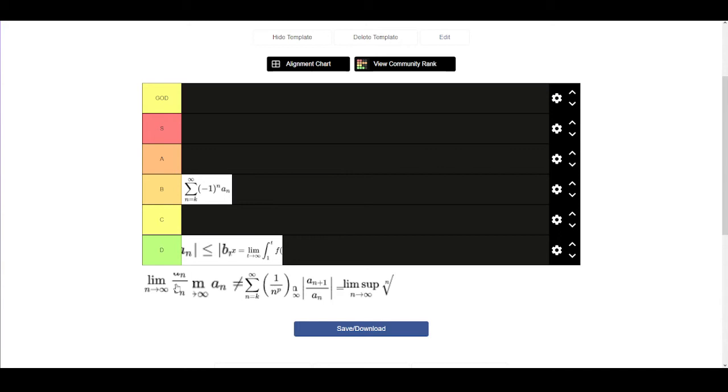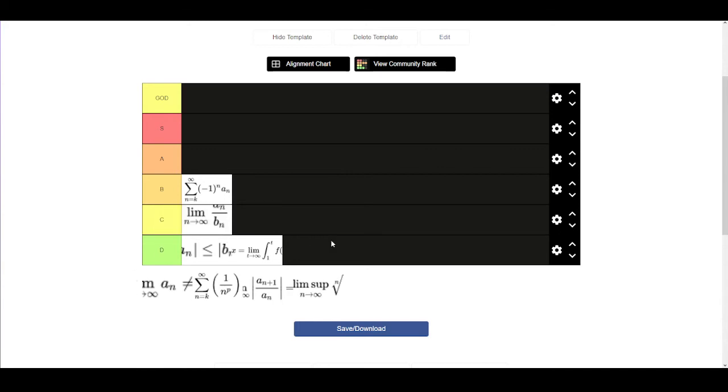God, now I have the limit comparison test. This one, I'm going to put it in C tier. It's like a direct comparison test, but it's not stupid. Yeah, that's pretty much all there is to say about it. When you compare the limits, luckily you just have to divide them, which can get annoying. But for some simpler series, it's not too bad.